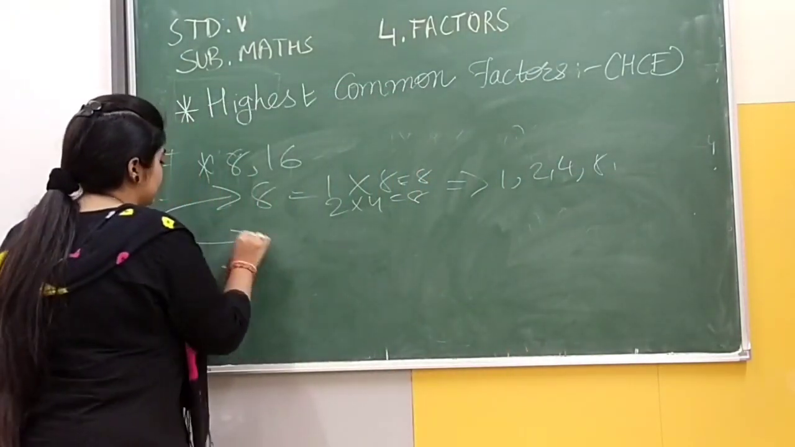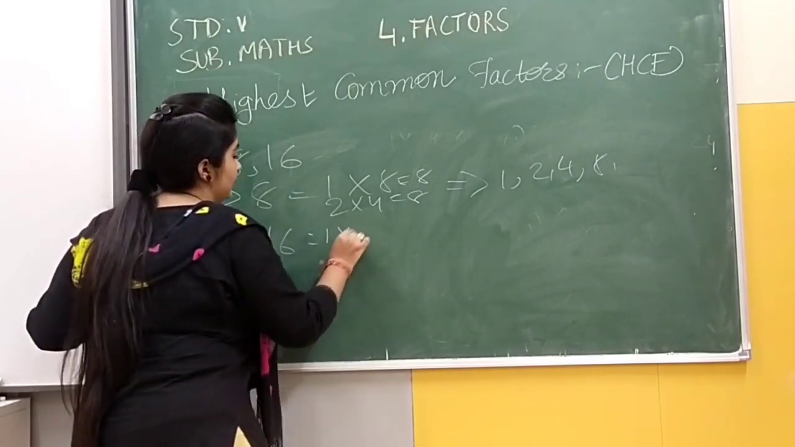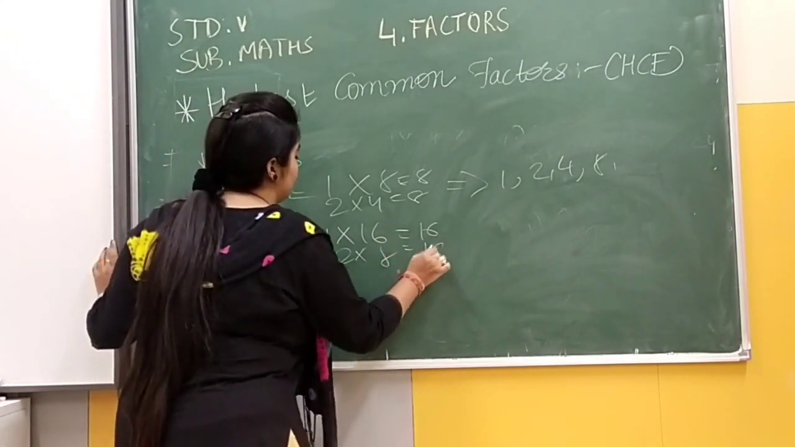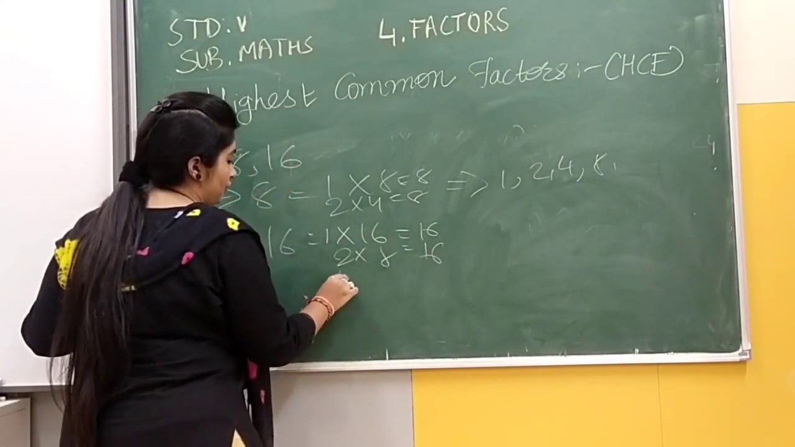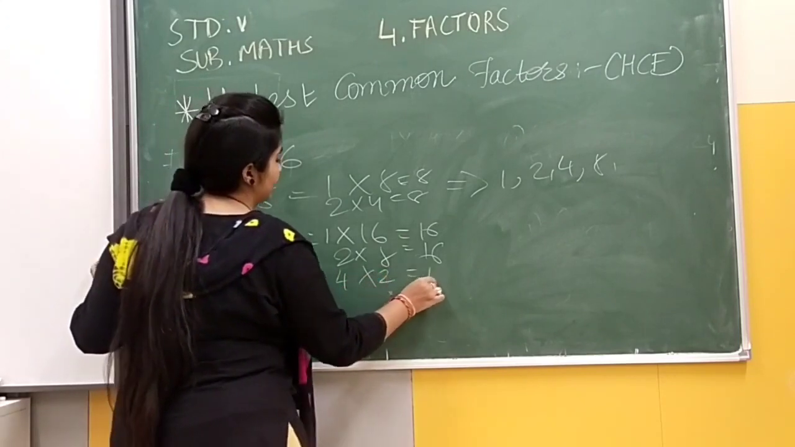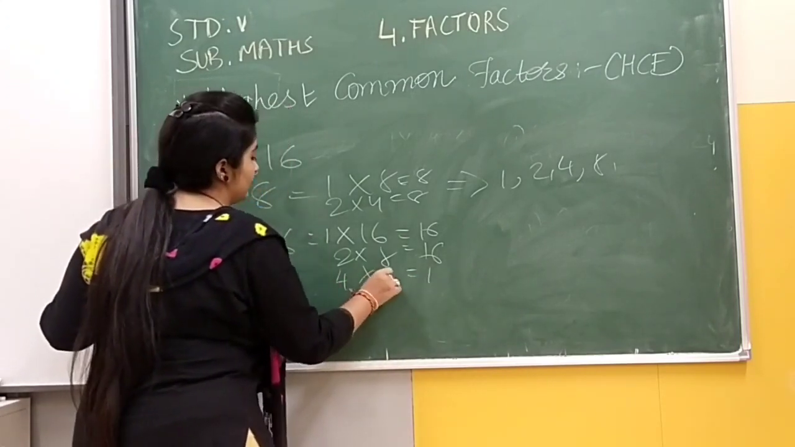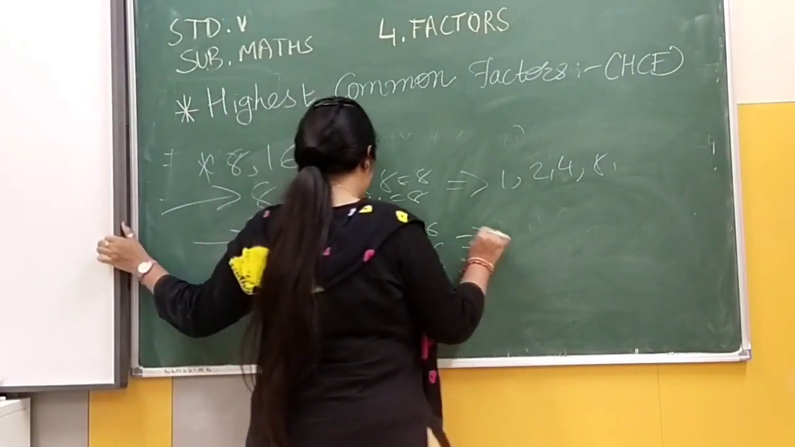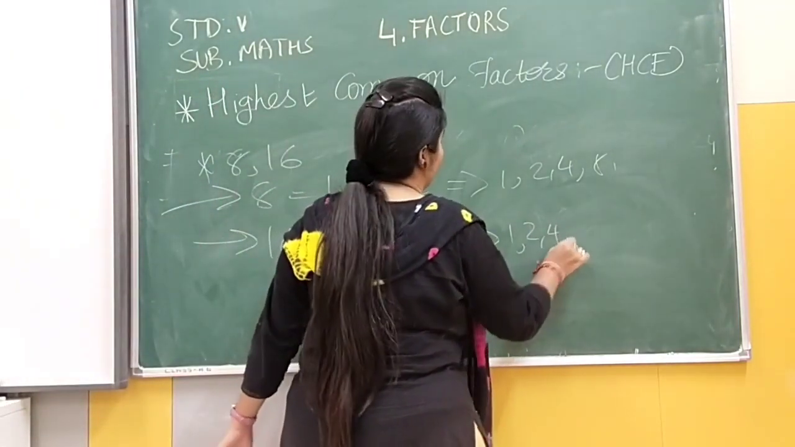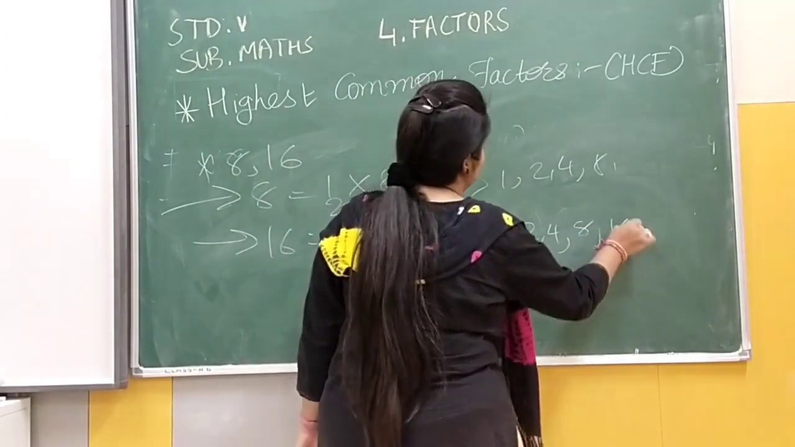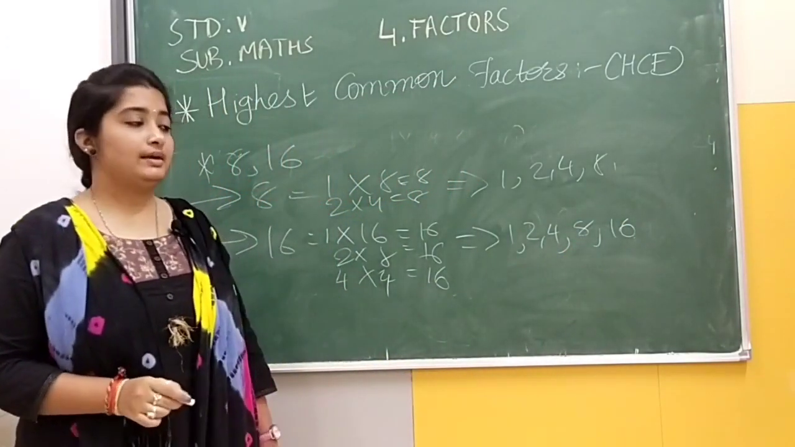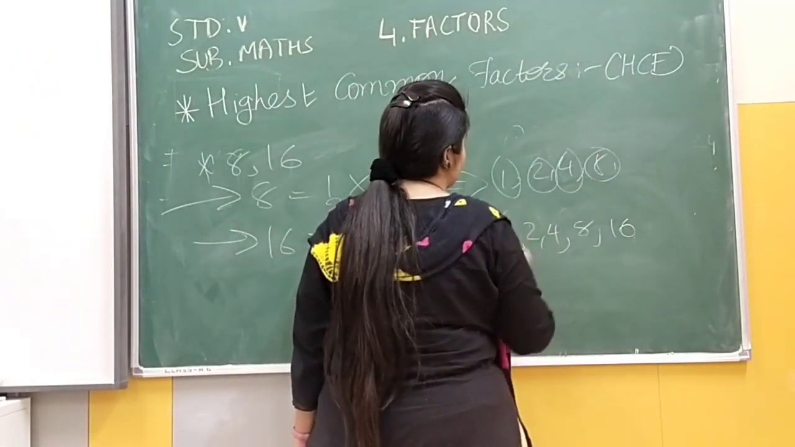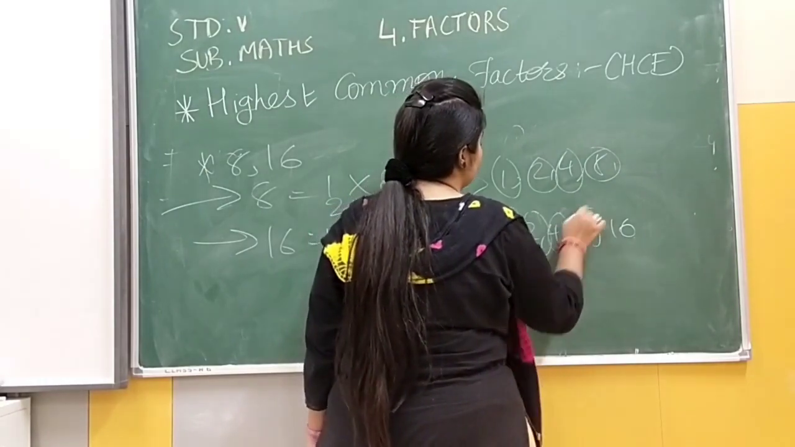Now let's discuss 16. 1 into 16 is 16. 2 into 8 is 16. 4 into 4 is also 16. So our factors are 1, 2, 4, 8 and 16. Now what are common factors? That is 1, 2, 4 and 8. हमारे दोनों numbers में है 1, 2, 4 and 8.